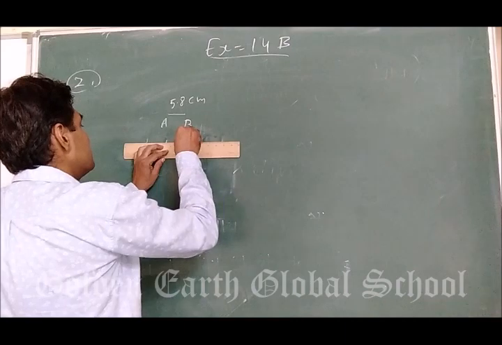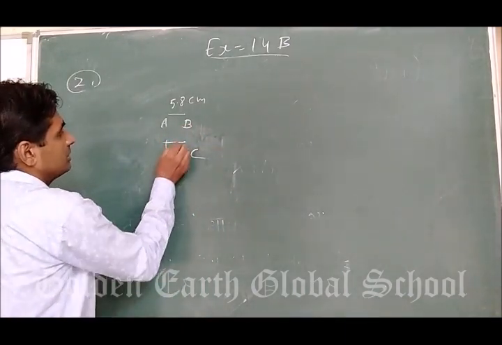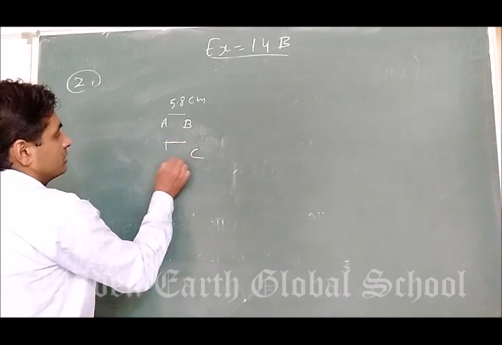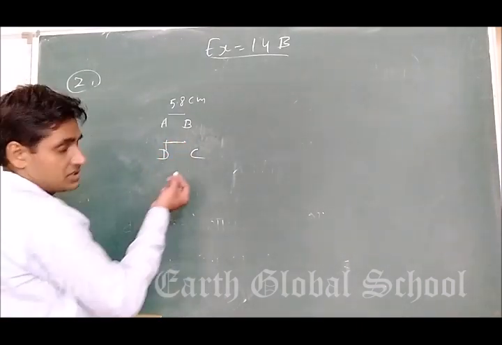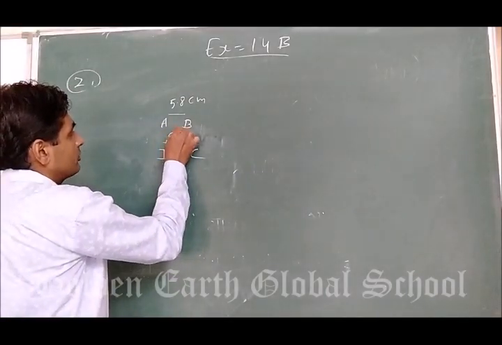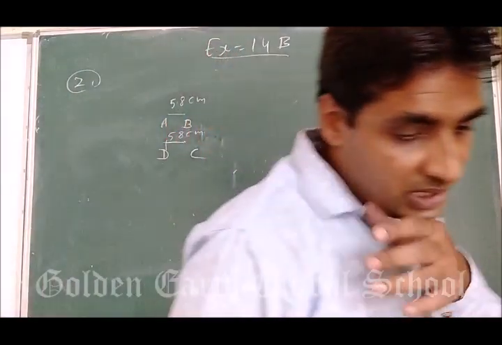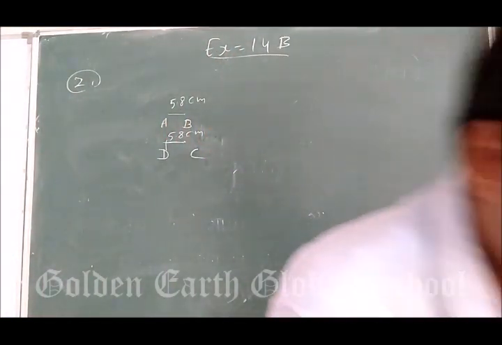Say upside length is 5.8. So this length is 5.8. Okay, so this is DC. Any point you can take. Okay, so this is also 5.8 centimeter. Okay, so similarly other questions bete.